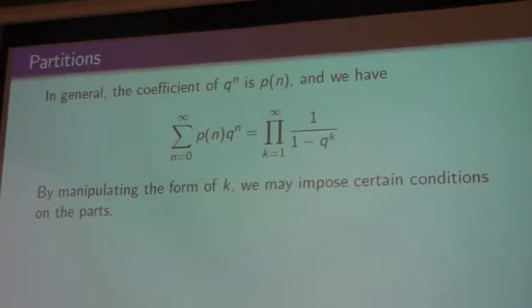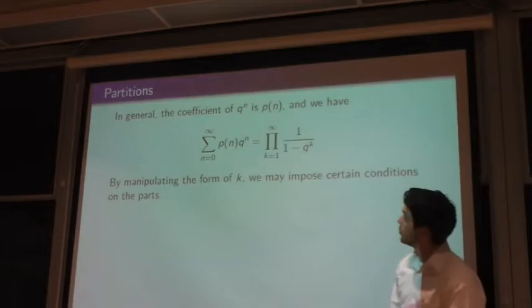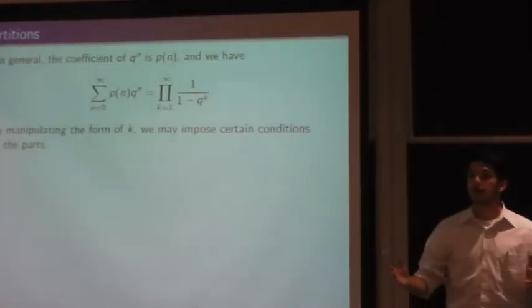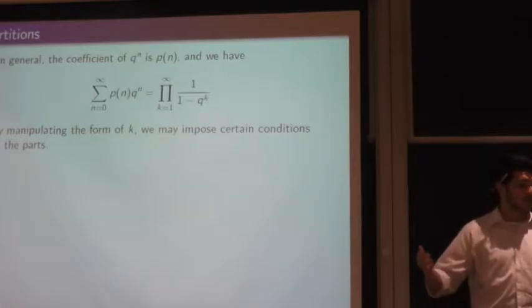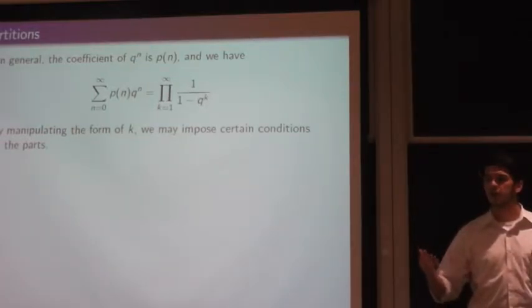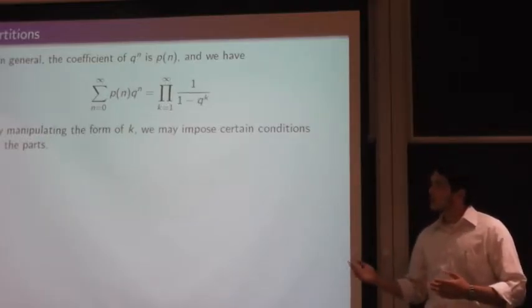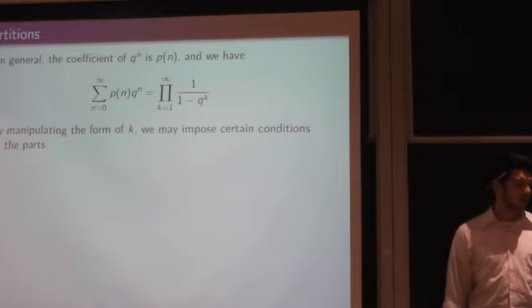What I mean by that is, you notice that when we expanded this side of the generating function, we saw that we were basically multiplying out and adding the exponents together, which is kind of intuitive in a sense. So if we change the form of k, we can start to arrive at different forms of these partitions. The parts have specific characteristics.